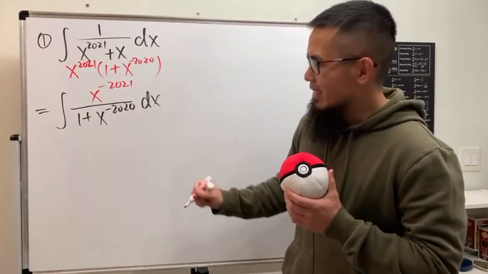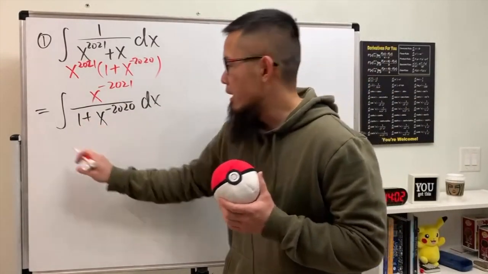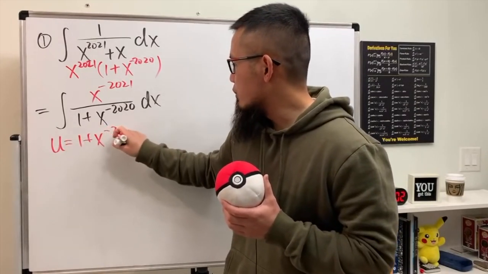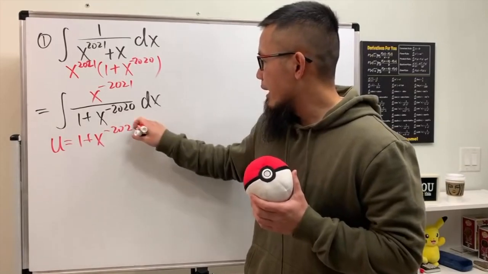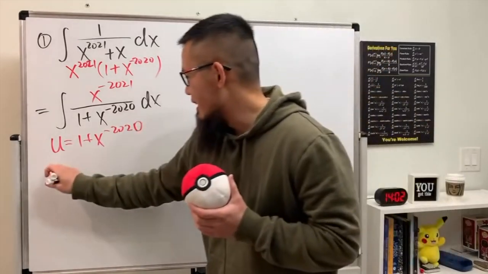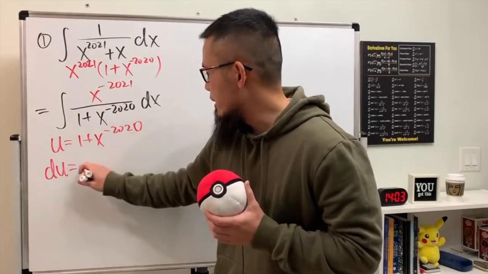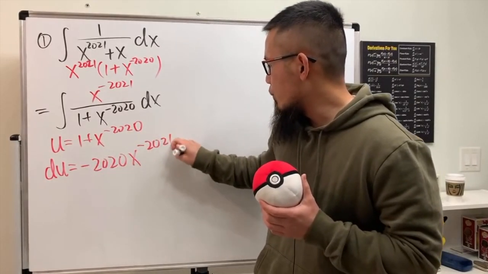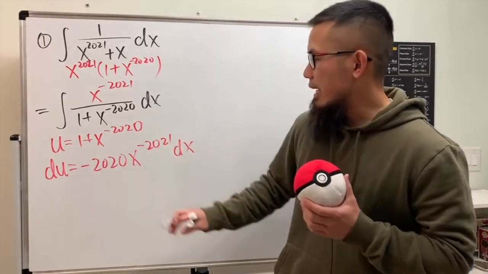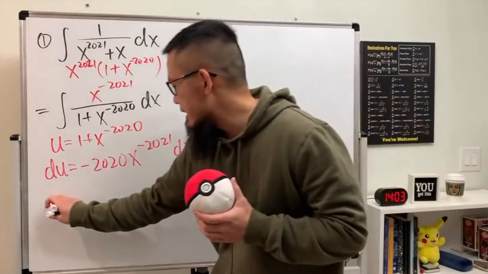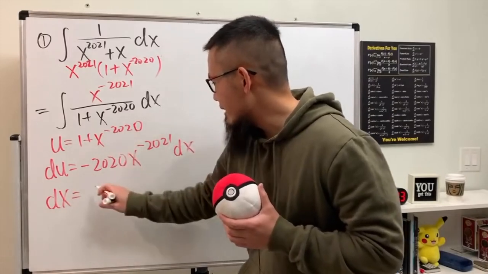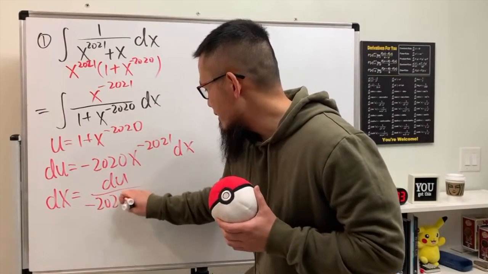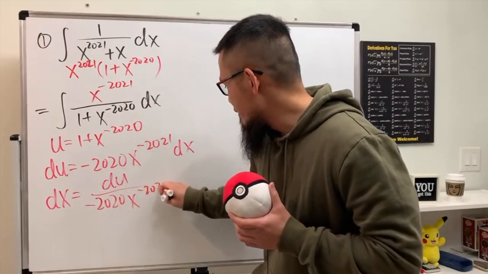Hopefully we do. Because right now we can just do u-sub, let u equal to the bottom, let u equal to 1 plus x to the negative 2020. And then we are just going to do the usual business. You see that du is just going to be negative 2020 and x to the negative 2021 dx. And I'm going to isolate the dx, so you will see that dx is equal to du over negative 2020 x to the negative 2021.